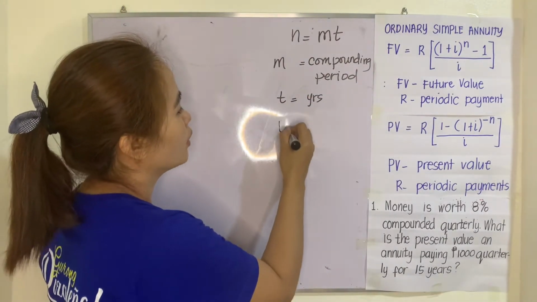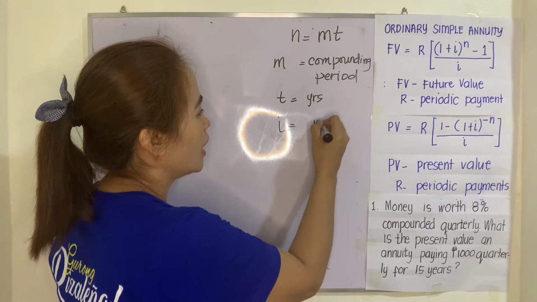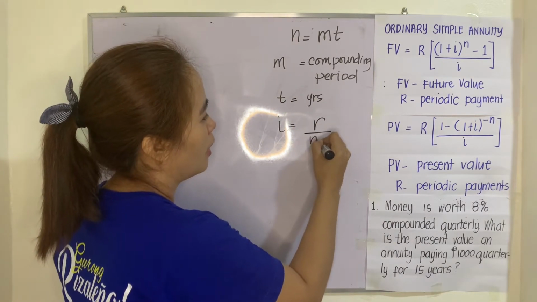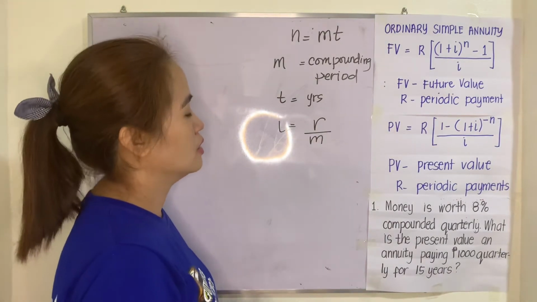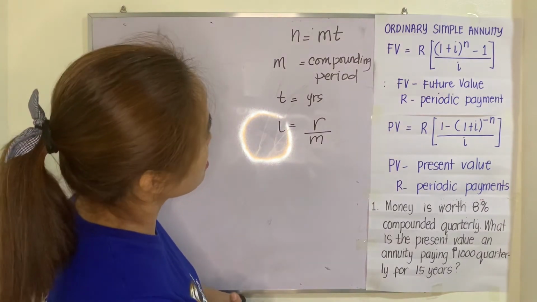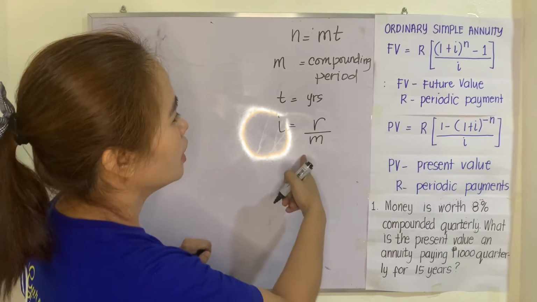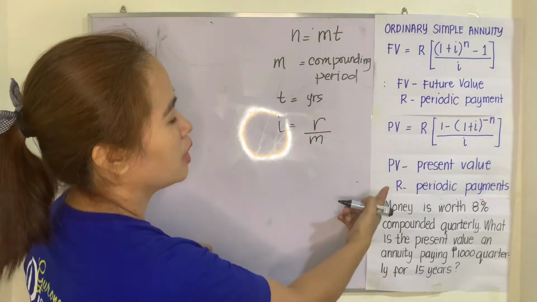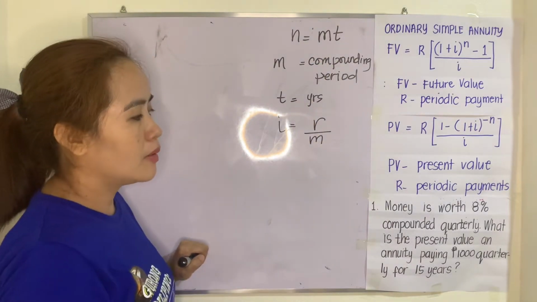And then how are we going to solve for i? i is equivalent to the rate of interest divided by the M. Again, this is the rate of interest, the one that has percent. And then what else? So, no more. i is already here. n is solved by multiplying M by T, and R is the periodic payment.